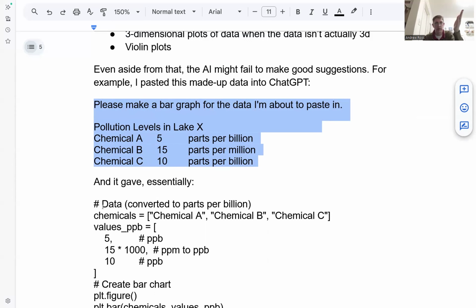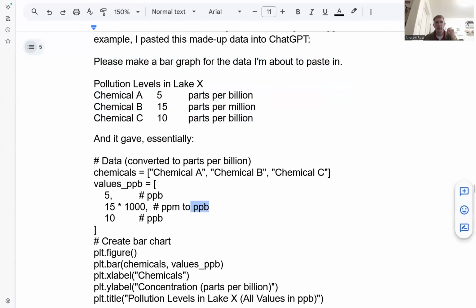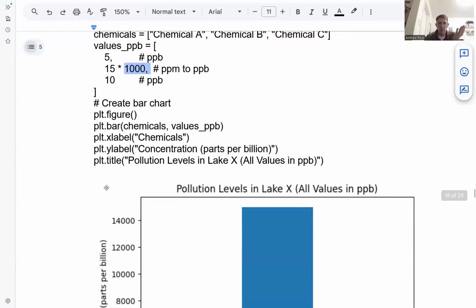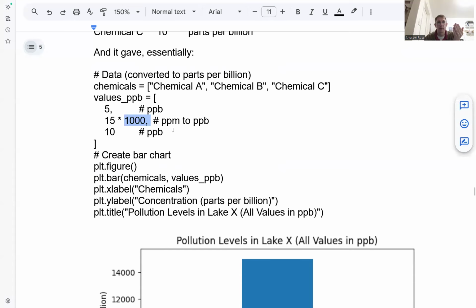That's nice and reproducible. It's interesting here, it converted parts per million to parts per billion by multiplying by 1,000, so it's doing a good job there. Created a bar chart using these plot commands. So it did basically what we asked. This bar seems a lot taller because it was originally in parts per million.